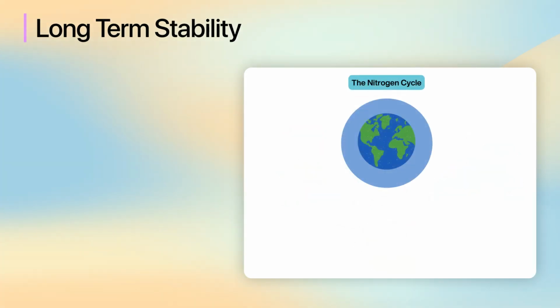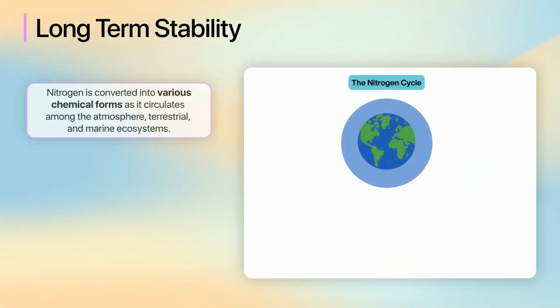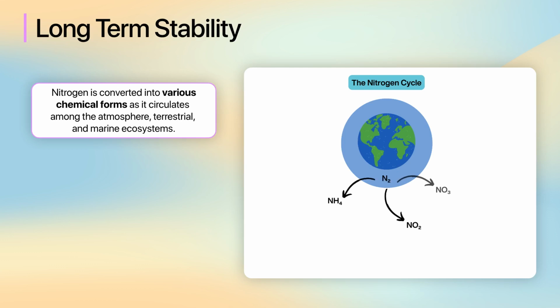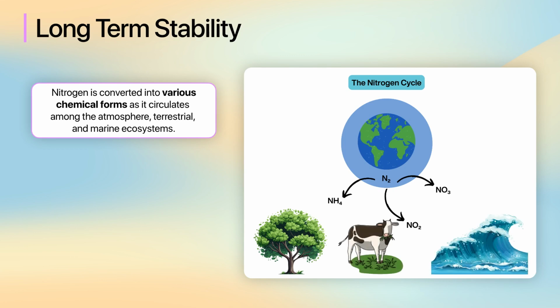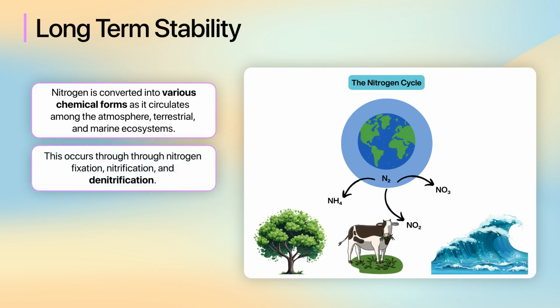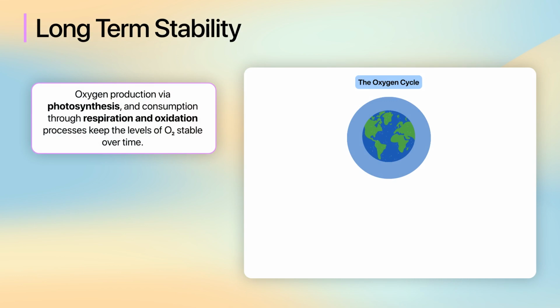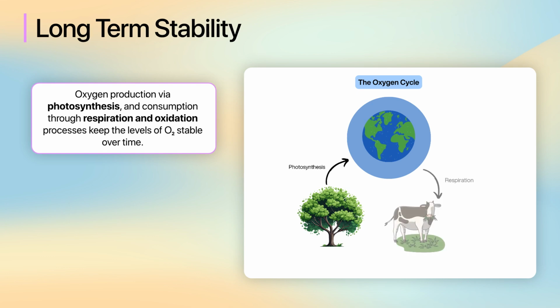The nitrogen cycle occurs as follows. Nitrogen is converted into various chemical forms as it circulates among the atmosphere, terrestrial, and marine ecosystems through nitrogen fixation, nitrification, and denitrification. In the oxygen cycle, oxygen production via photosynthesis and consumption through respiration and oxidation processes keep the levels of O2 stable over time.